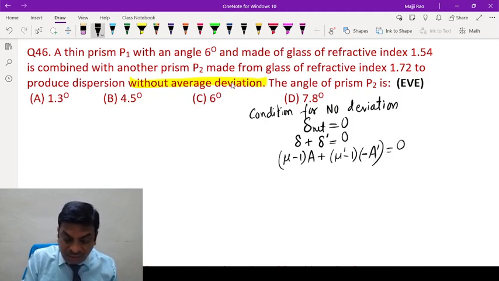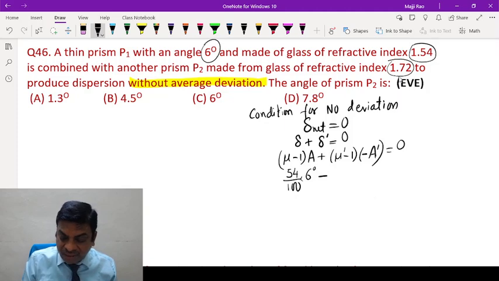Now let us substitute here. So mu for the first is 1.54, minus 1 is 0.54. So I'll write it as 54 by 100 into A. A is 6 degrees. Then mu dash minus 1. Mu dash is the refractive index of the second prism, 1.72, minus 1 will be 0.72. I'll write it as 72 by 100 into A dash.